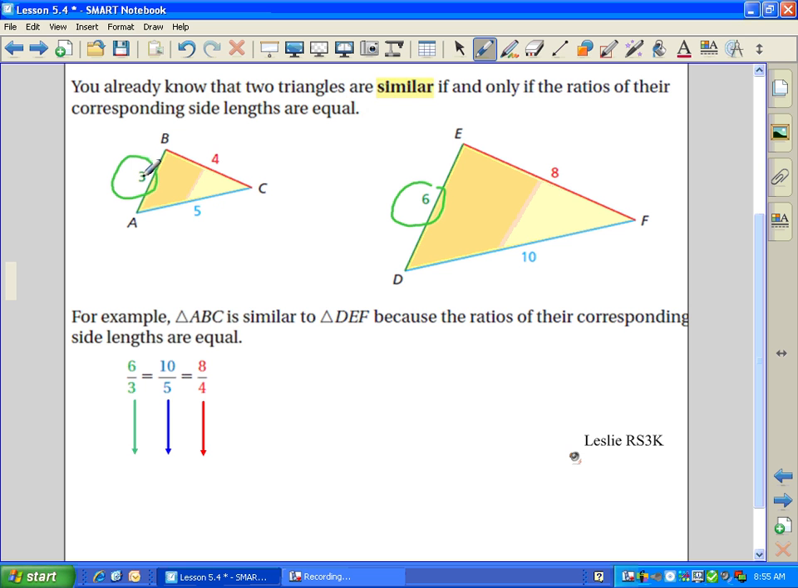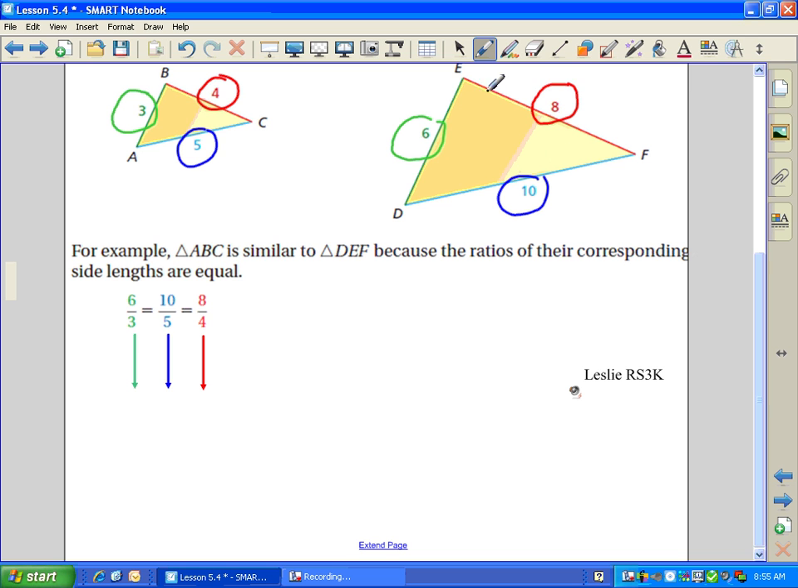6 is to 3. Take your blue numbers, write a fraction or a ratio. 10 is to 5. Take your red numbers. 8 is to 4. If you're ahead of me, which is a good thing, you can simplify all these fractions.